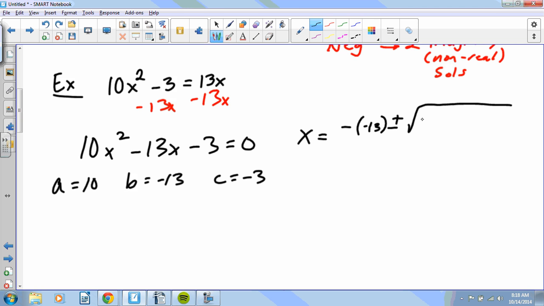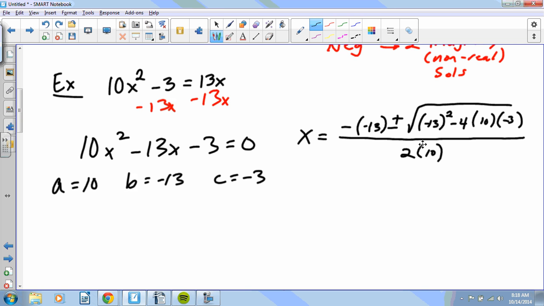The square root of b squared, so negative 13 squared, minus 4 times a, which is 10, times c, which is negative 3, all over 2a. Okay. So we need to make sure that we are using the right numbers in the right spots. We need to make sure that we are using parentheses and putting things where they need to go. So let's start breaking it down piece by piece.